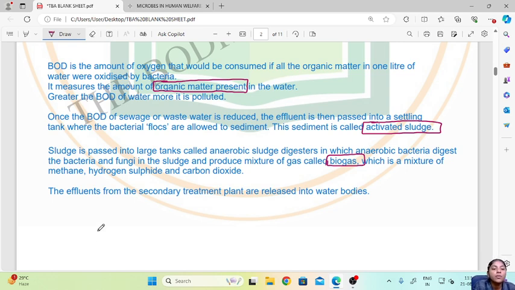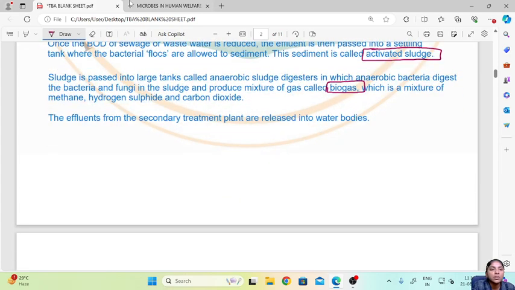Then the effluent from the secondary treatment plant is released into the water bodies. So now this treated water is safer to be released into the natural water bodies.